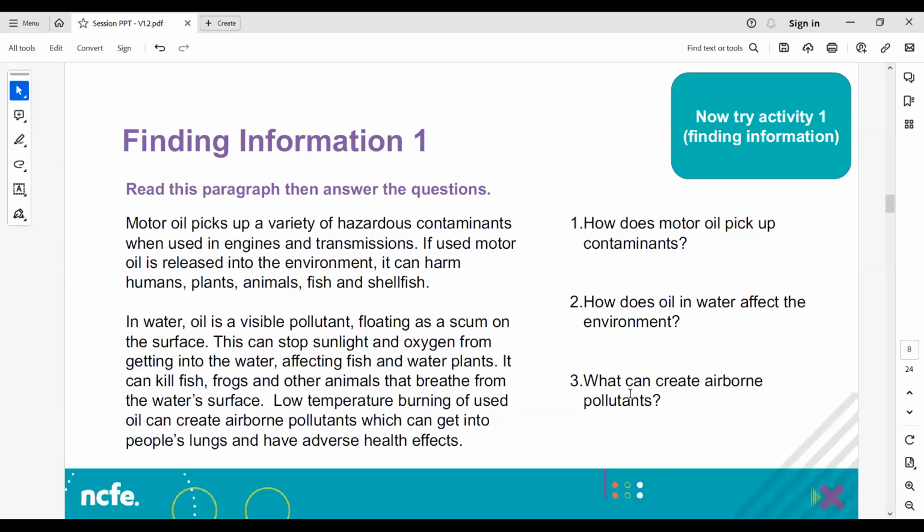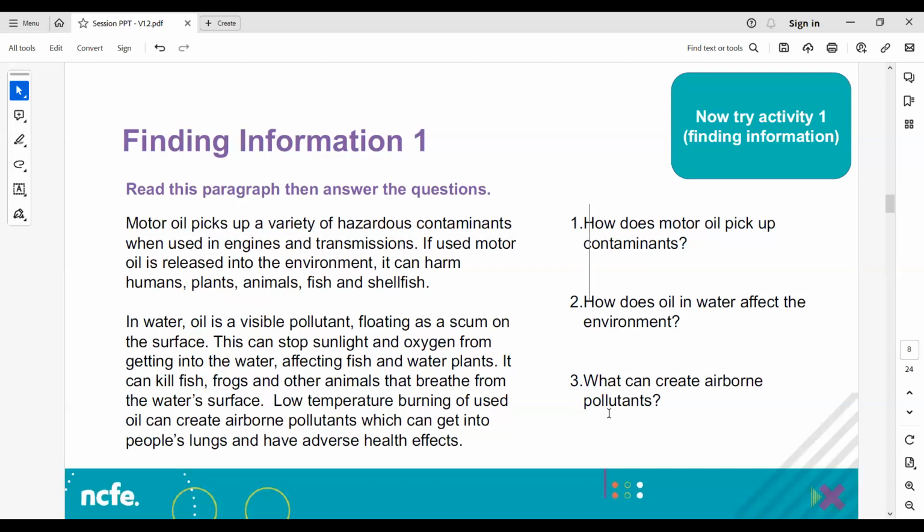Okay, so question 3, what can create airborne pollutants? Again, for this question, we've got our keywords that we're going to scan for, airborne pollutants. If you find those in the text, then you're going to find the information to answer it. So can anyone answer that question? What can create airborne pollutants?